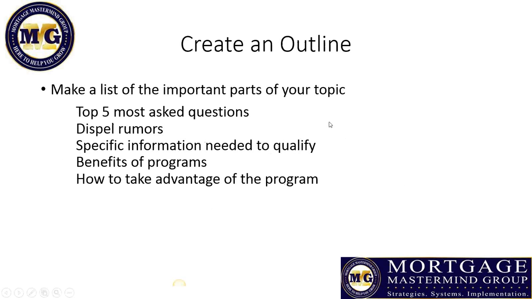Maybe I answer the top 5 most asked questions about my topic. Those are the important things about it. I just list the 5 questions and boom. Maybe it's important that I dispel the rumors that surround my program. Maybe I'm doing a reverse mortgage niche, and I need to dispel some of the common rumors that are out there. And so I'll start listing those. Common rumor number 1, and then 1A is the fact about that situation is so-and-so. Specific information needed to qualify.